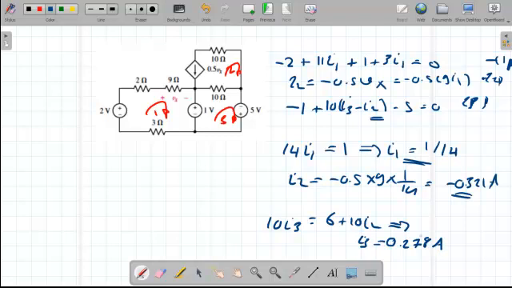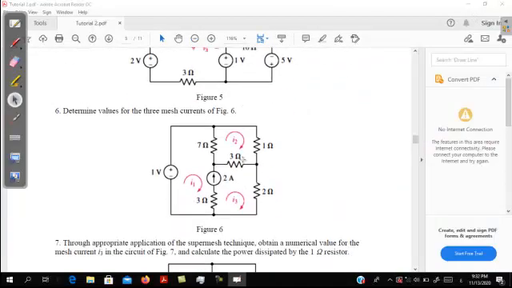Then we move to problem number 6. In number 6, we need to find the 3 mesh currents.